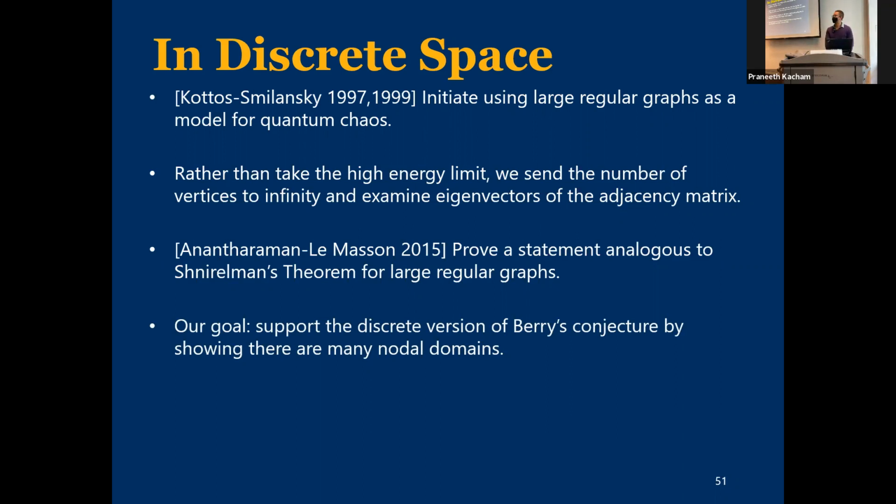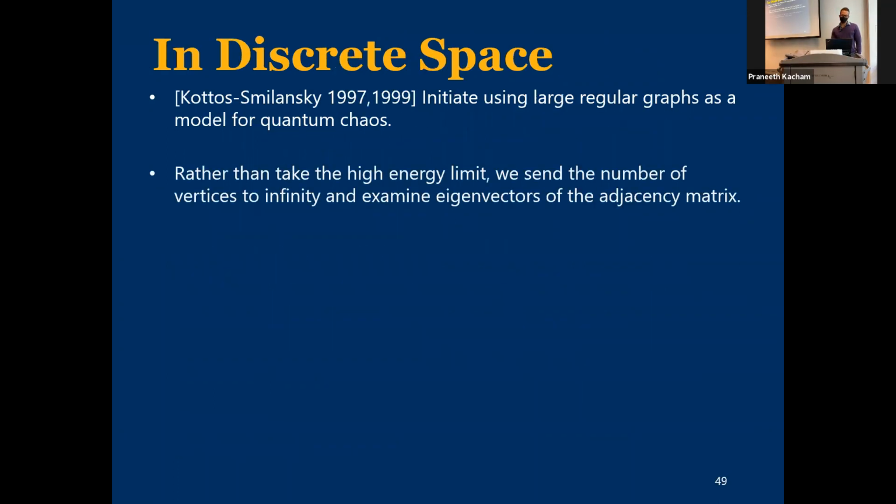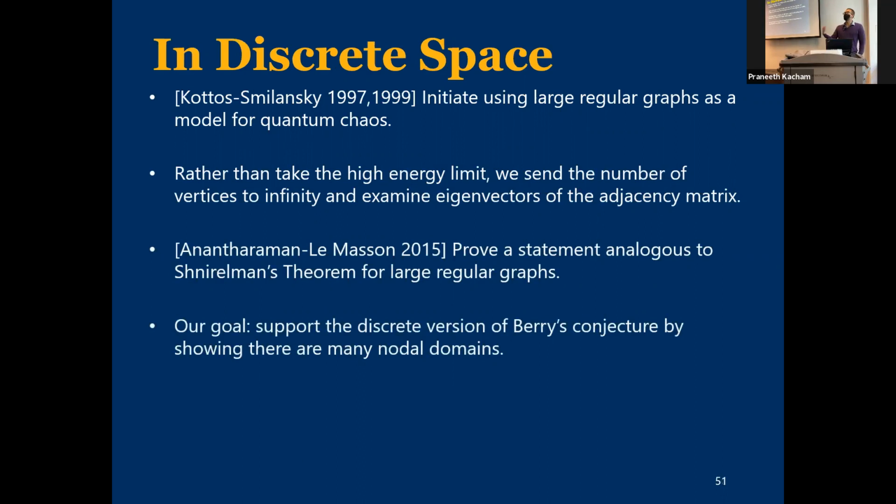Any questions? Oh, so Berry's conjecture is that, yeah, it's just saying that the distribution of values of the eigenfunctions behaves like the distribution of Gaussians with this fixed covariance that depends on the Bessel function. Yes. We'll talk about that. But whatever the discrete version would be, this would show that.